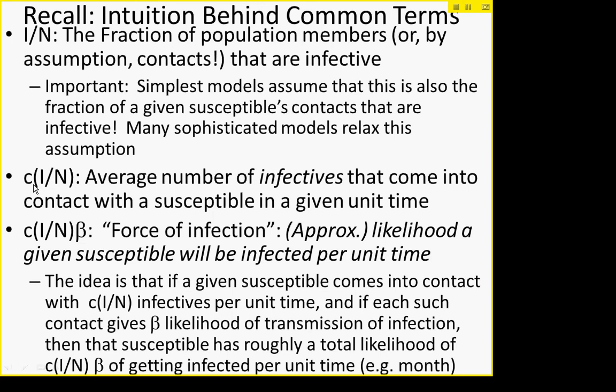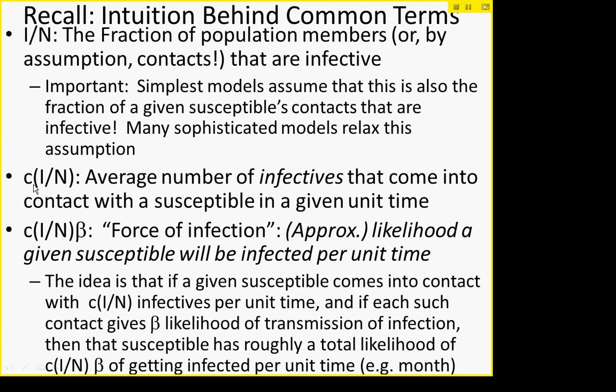If we consider a susceptible, what is C? That's the number of contacts they have per, say, per day with anyone. And what is C times I over N? It's an approximation for the number of contacts they have with infected people per day. We're assuming 50% of the population is infected in total. And if that susceptible has, say, 100 contacts per day with people, say for transmission of an airborne illness, then on average they have contacts with 50 people per day who are infectious, right?